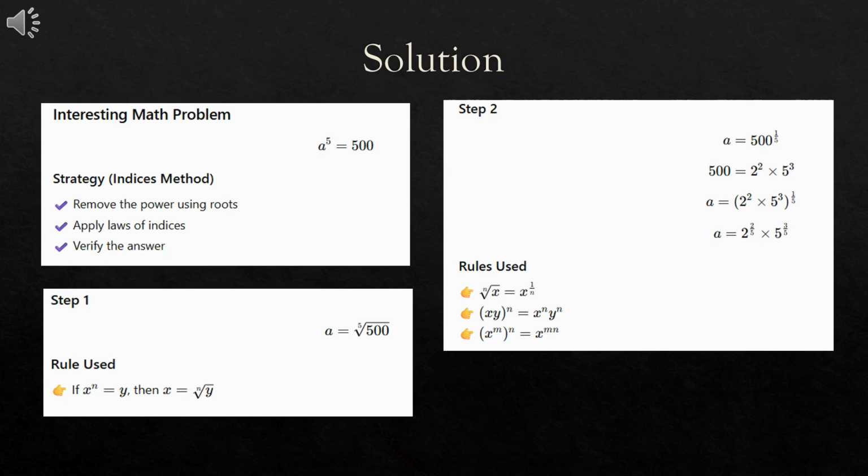We factorize 500 into 2 squared times 5 cubed. Then we apply the power to each factor and multiply the exponents. So the final answer is a equals 2 raised to the power 2/5 multiplied by 5 raised to the power 3/5. Therefore, the correct answer is option A.